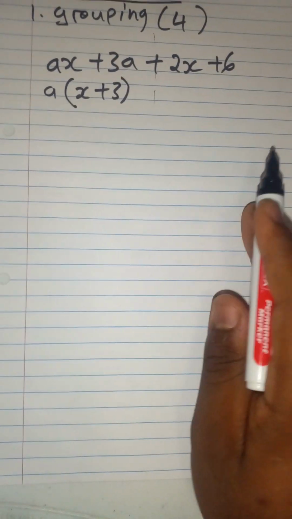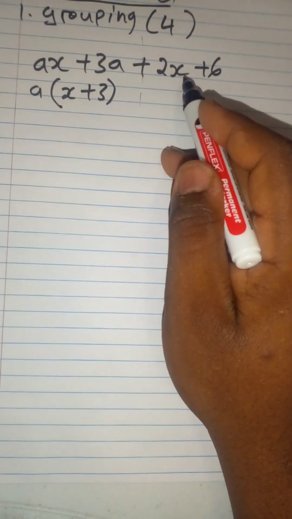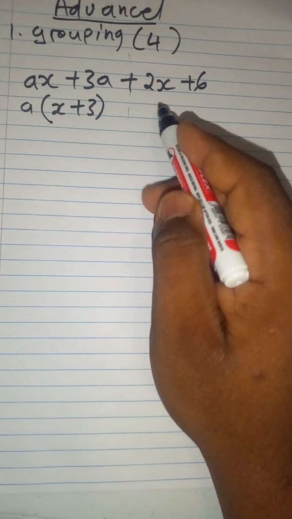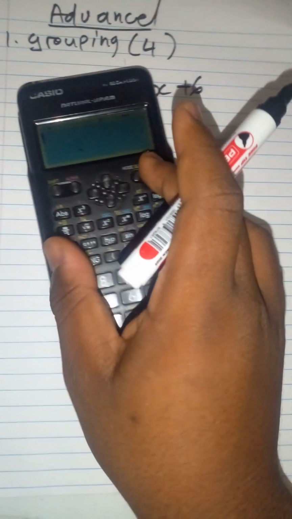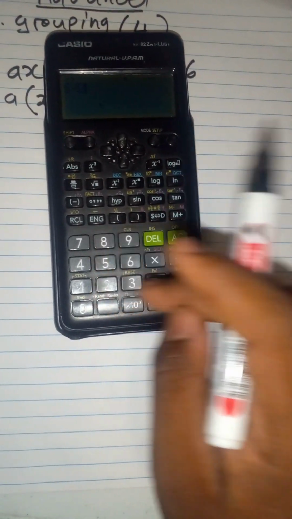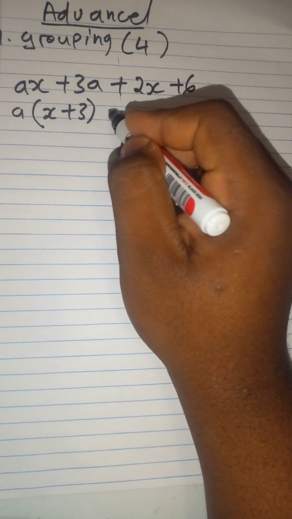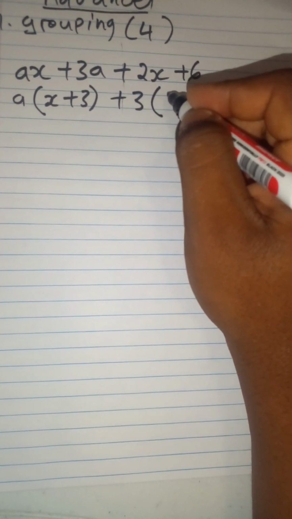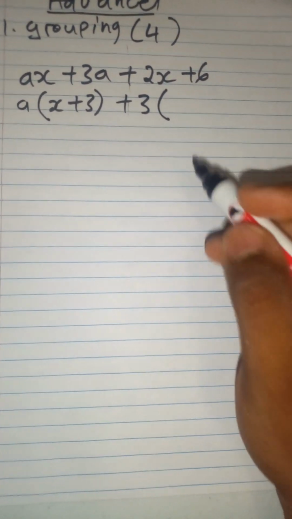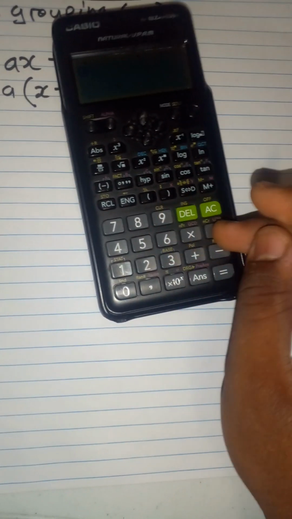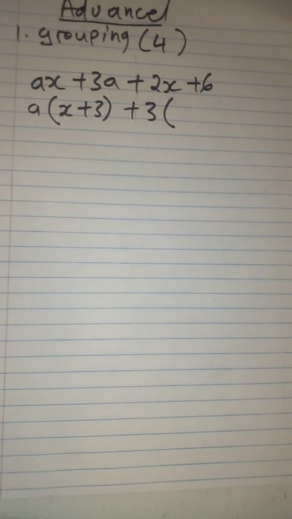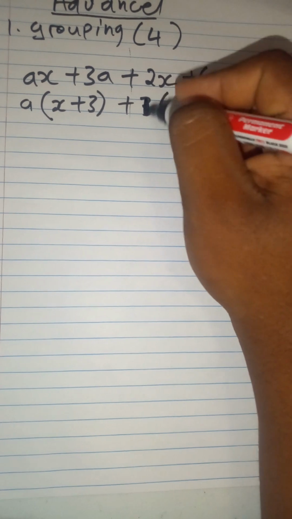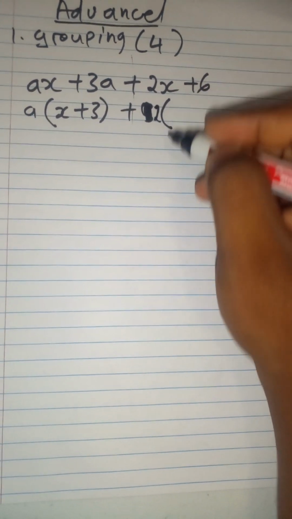Then you go to the next one. What is common here? If you want to check what is common, having a bigger number and a smaller number, you simply take the bigger number and divide it by the smaller number. 6 divided by 2 is 3. Let me check, 6 divided by 2, I get 3, so meaning that the one that is common is 2. 2 can be factored out.